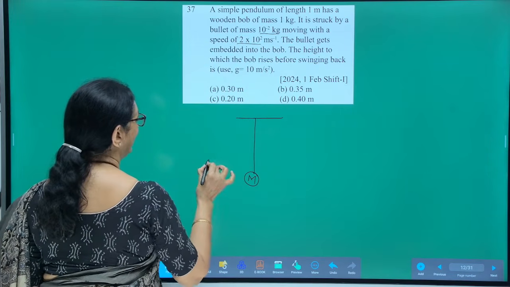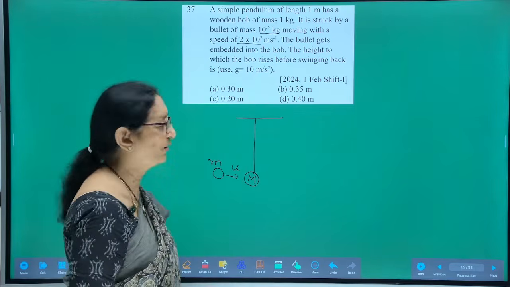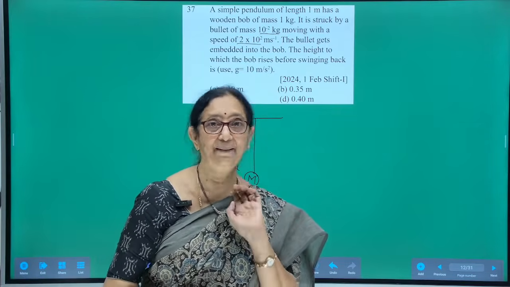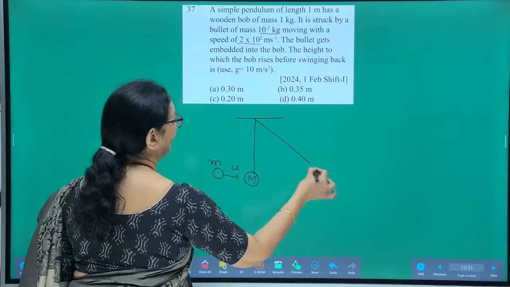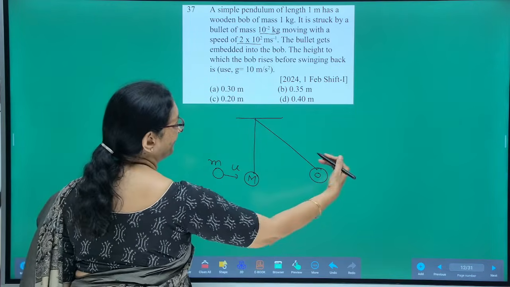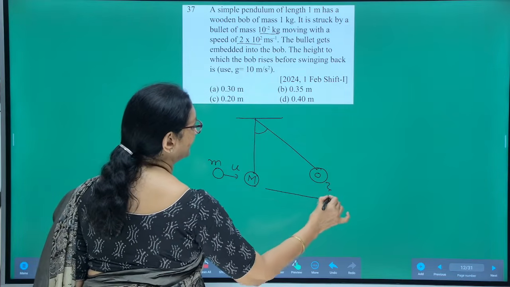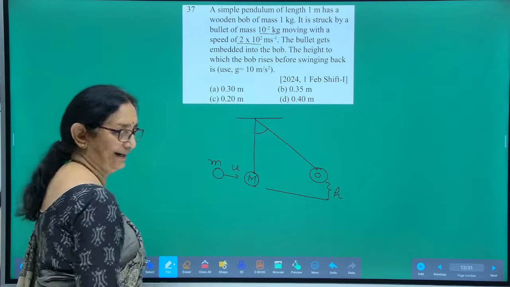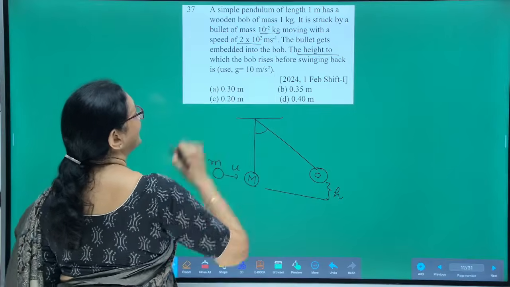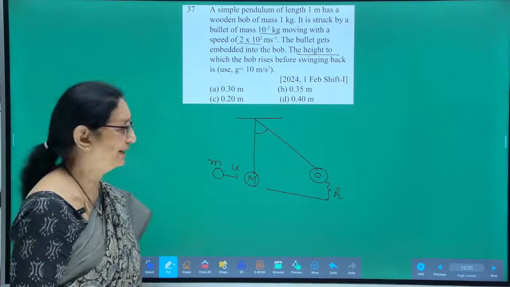This is a bullet of mass m fired with a velocity u into the block of the pendulum. On striking the block of the pendulum, the bullet is embedded in the block, and the block along with the embedded bullet moves aside through an angle theta, or when compared to this, it moves through a height h. So, what is the height to which the bob rises before it swings back? That means what is the maximum possible height?